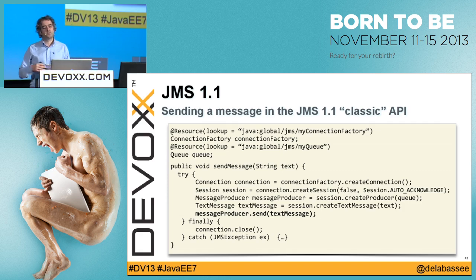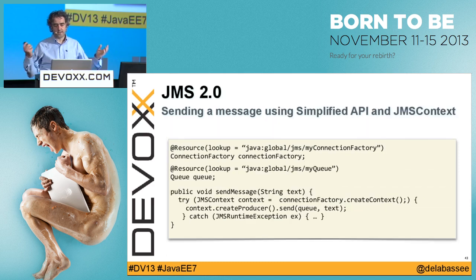So basically, you see that to do something very basic, just send a string, you have to write a lot of boilerplate code. You have to create a lot of intermediate objects. You need to close them, and so on. So it works, but clearly we can improve things.